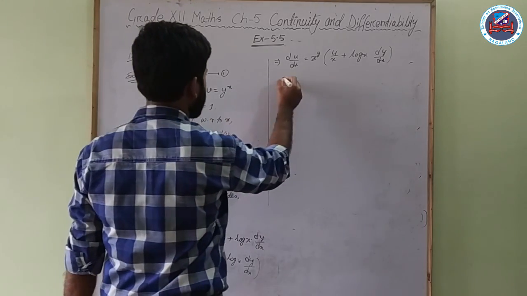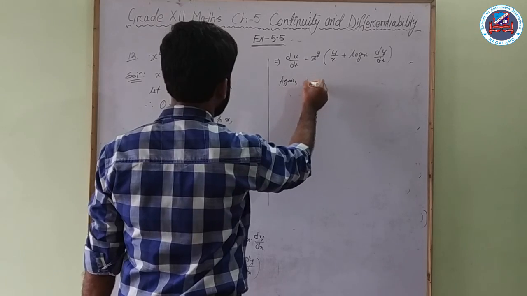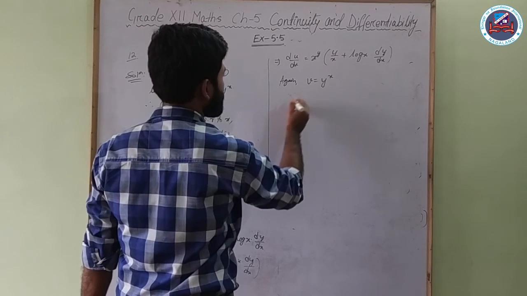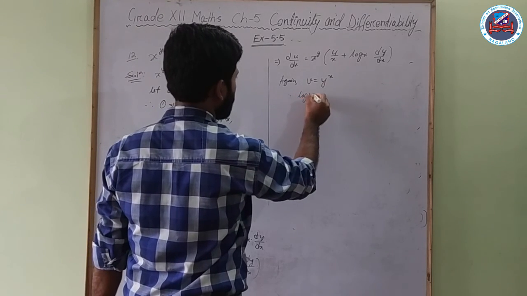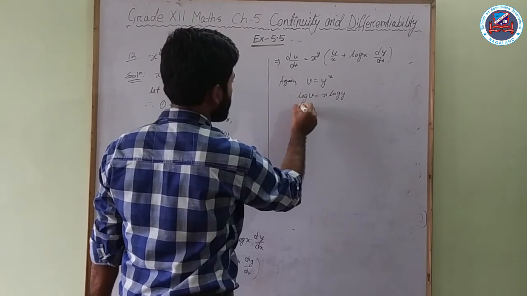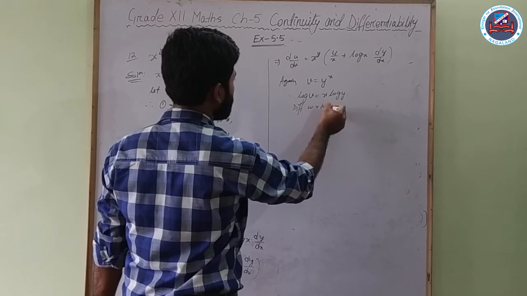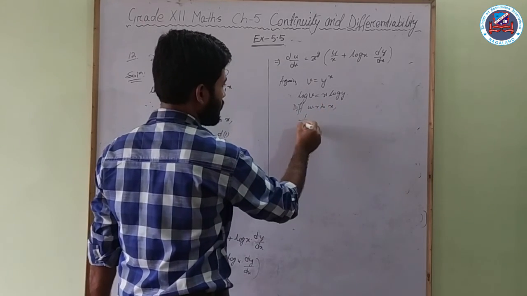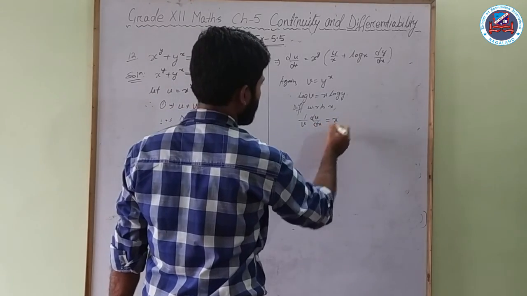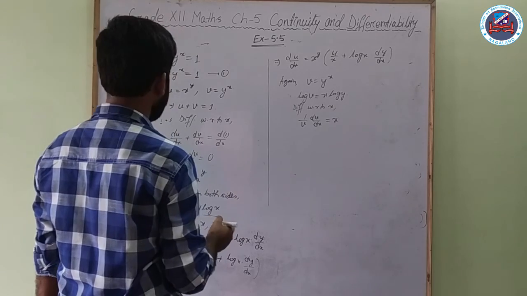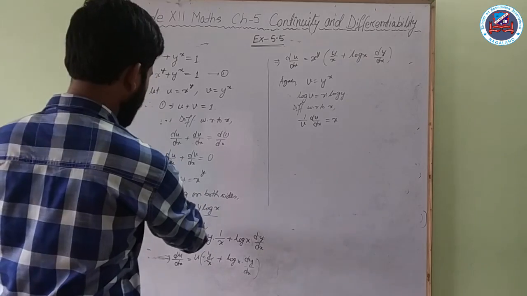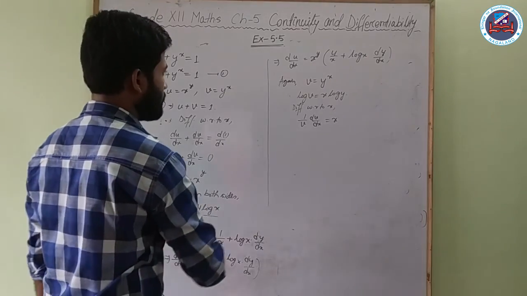Now let us see for v is equal to y to the power x. Given this, taking log on both sides, we shall have log of v is equal to x will come down, x log y. So differentiating with respect to x, what we shall have? We shall have 1 by v dv by dx will be equal to x.